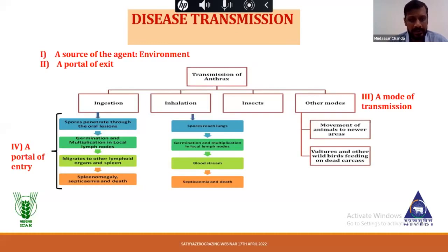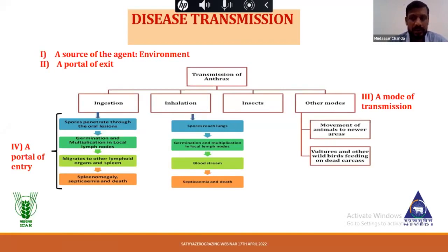Ingestion is the main transmission route for the animals. Inhalation is more for human cases, but still that is also a possibility. Insects also play a minor role there. Other modes include movement of infected animals to other areas. I'll show you examples of how this transmission from one place to another can be an important factor. And vultures and other wild birds are one important thing.